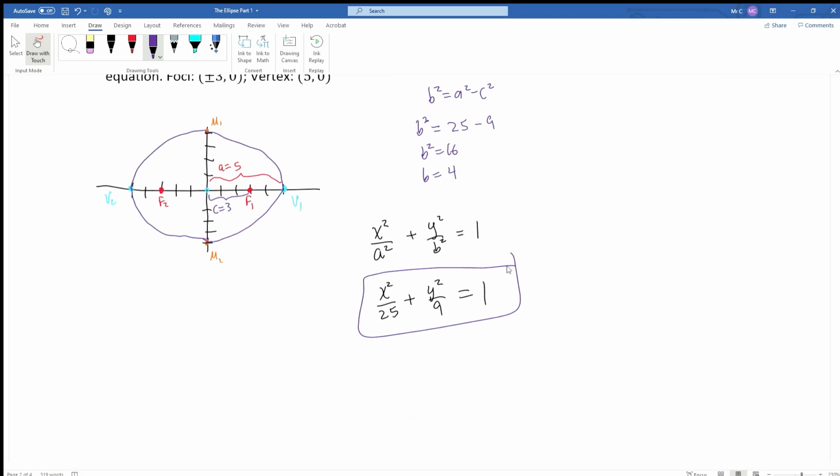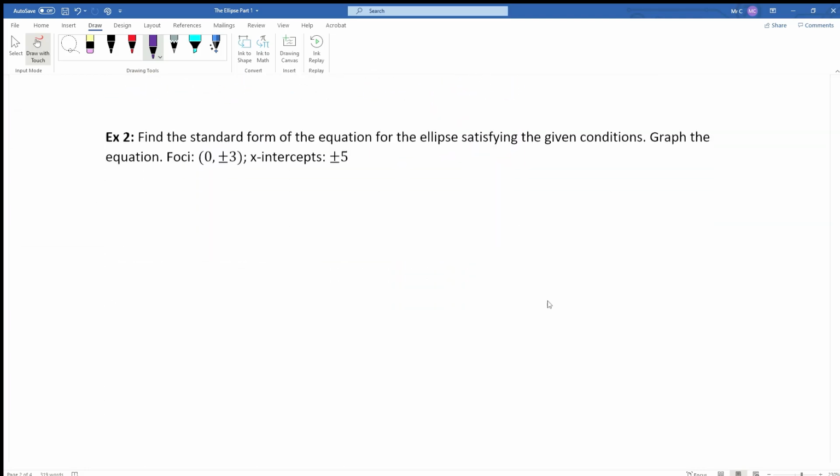Let's go ahead and take a look at another example here. Find the standard form of the equation for the ellipse satisfying the given conditions. Graph the equation. So here we have two foci at 0 and plus or minus 3, and x-intercepts at plus or minus 5. So let's go ahead and graph that. So we'll put one focus here and the other here. And then we have x-intercepts at plus or minus 5.